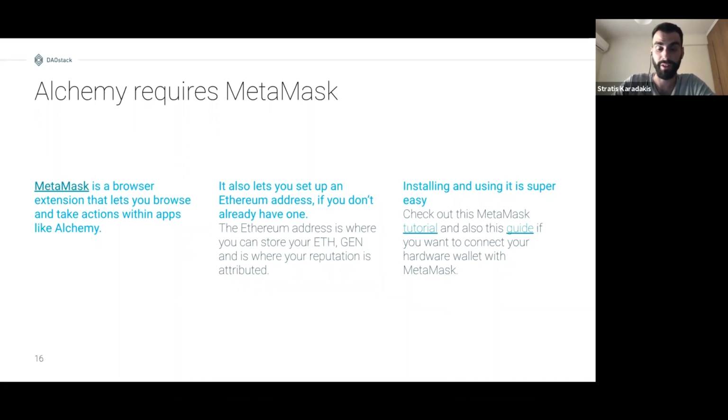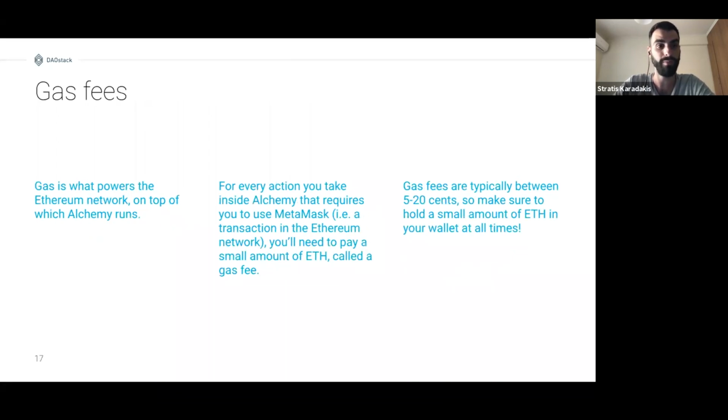I have included a couple of guides here on how to install Metamask and also how to connect it with your hardware wallet. I'm not going to go into depth about that, but you can check out the links in the presentation. And the important aspect of using Metamask and taking actions within Alchemy is gas fees. Gas is what powers the Ethereum network on top of which Alchemy runs. And for every action that you take inside Alchemy that requires you to use Metamask, you will need to pay a small amount of Ethereum tokens, and this is called a gas fee. These gas fees are typically something between 5 to 20 US dollar cents. So it's important to make sure that you have some ETH in your wallet so you can make transactions there.